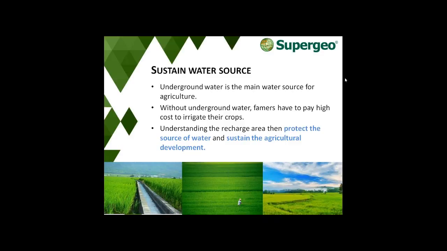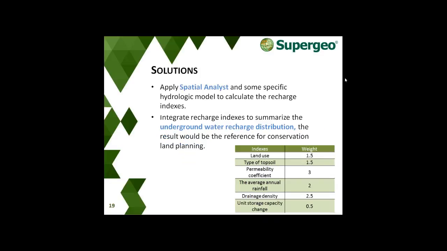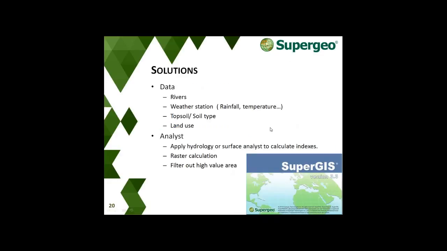One hydrology research team focused on the conservation of underground water recharge areas, and they used spatial analysis to calculate the sum of hydrological indexes. They use SuperGIS spatial analysis to analyze indexes like land use, permeability coefficient, average annual rainfall, and geologic density. Then they give each index a weight and sum out the value of the index. The data they use include the distribution of rivers, land use, and the rainfall and temperature information from the weather station.